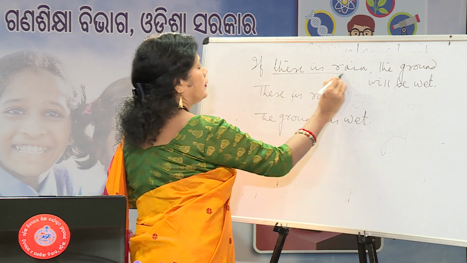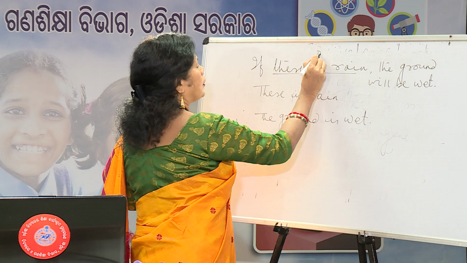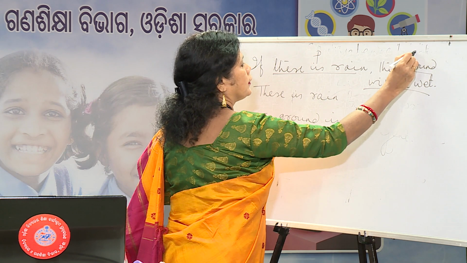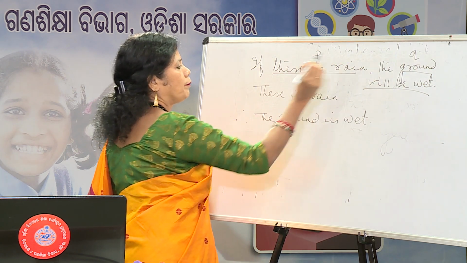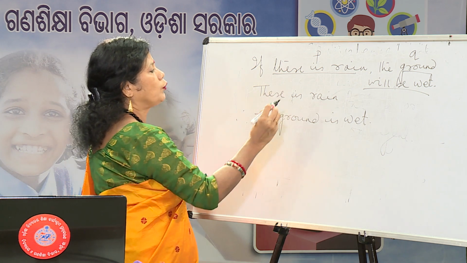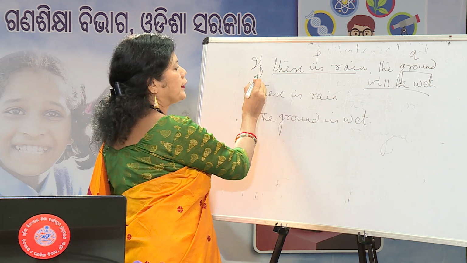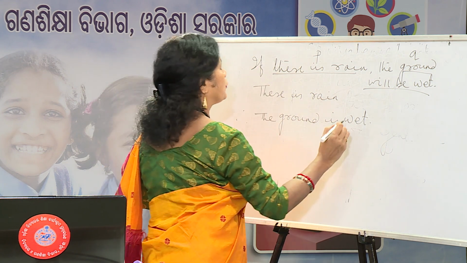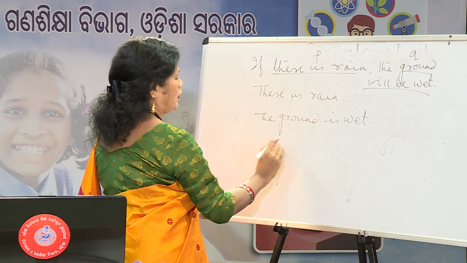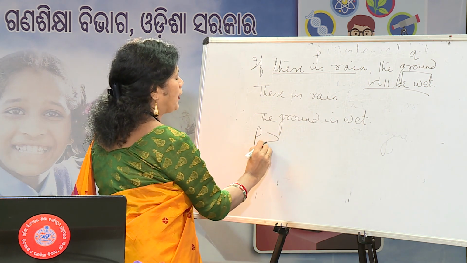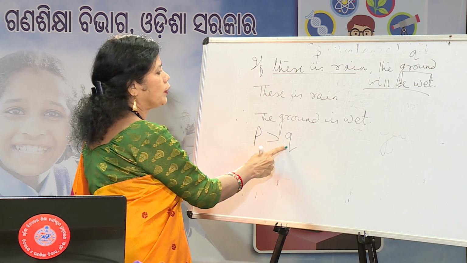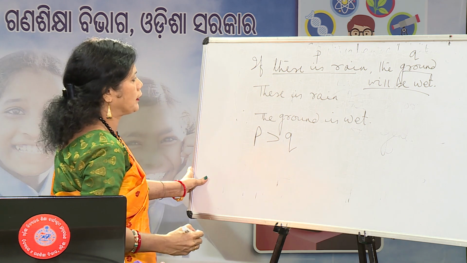For there is rain, we can take the propositional variable P. For the ground will be wet, we can take Q. Okay? So, if there is rain, then the ground will be wet. This is your implicative proposition or hypothetical proposition. So, this will be symbolized as P implies Q. P is there is rain and Q is the ground will be wet. This is your major premise.